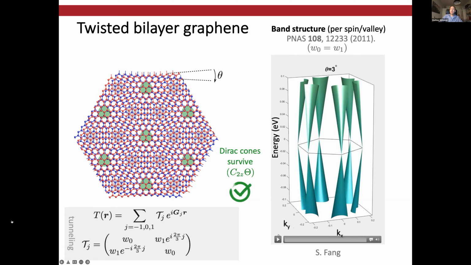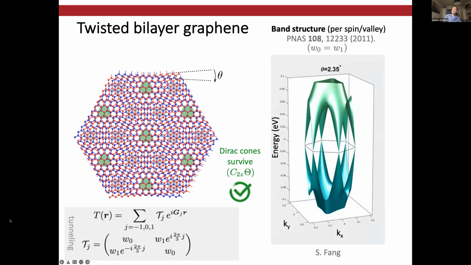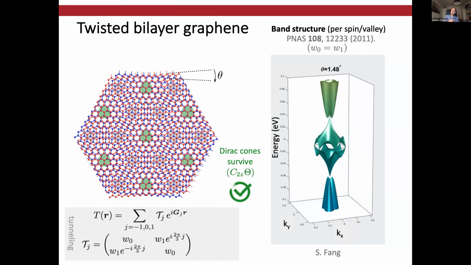Now let's take a look at the evolution of the band structure once we decrease the twist angle. As you see, the moire Brillouin zone becomes smaller and also the bands become increasingly flat.